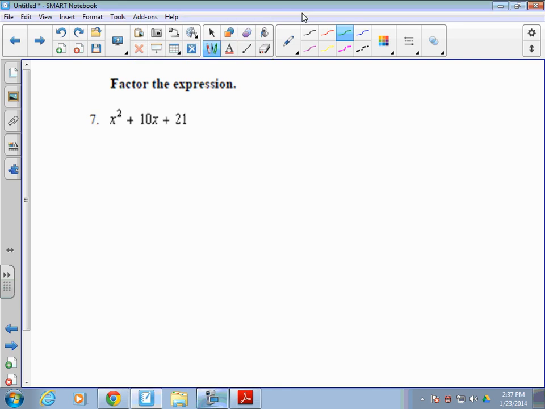This is Algebra 2, Spring Test 3 study guide. We're picking up, this is part 2, we're picking up on number 7. It tells you to factor the expression x squared plus 10x plus 21.